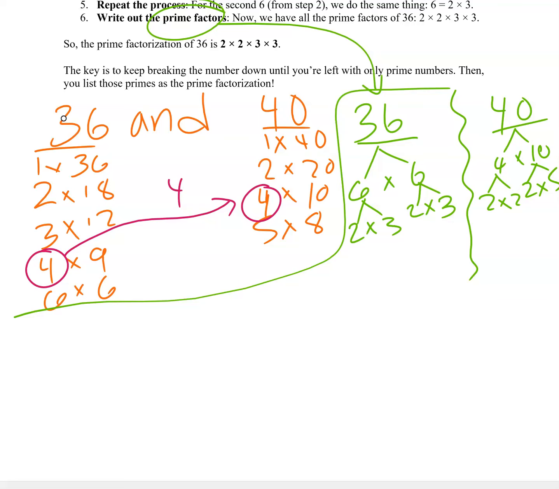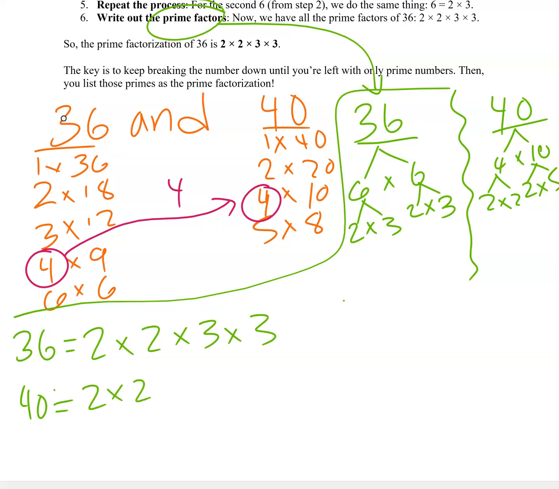So the way you write out your answer is from least to greatest. So for instance, 36 was 2 times 2 times 3 times 3. And then 40, I'll do it down here, was 2 times 2 times 2 times 5.